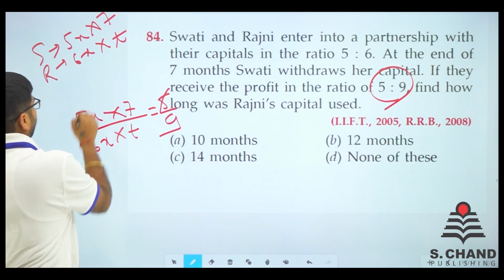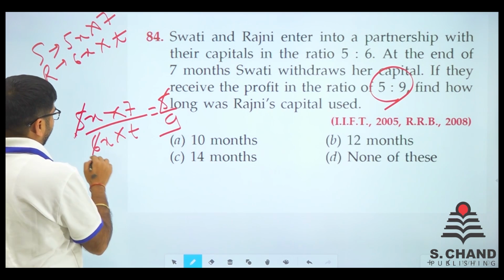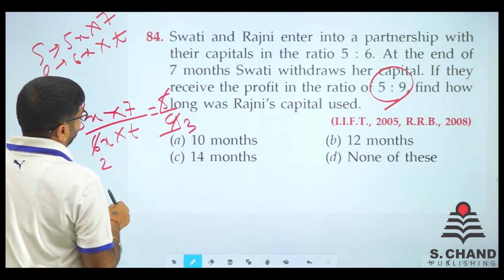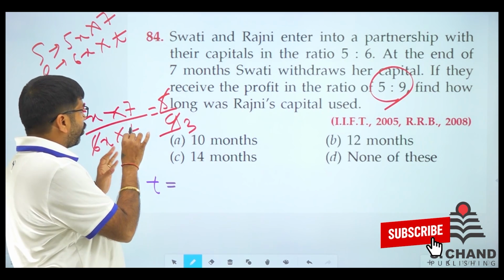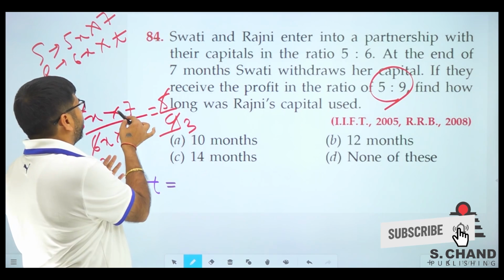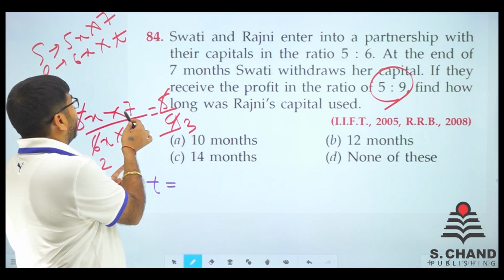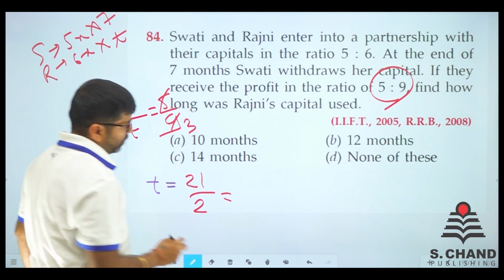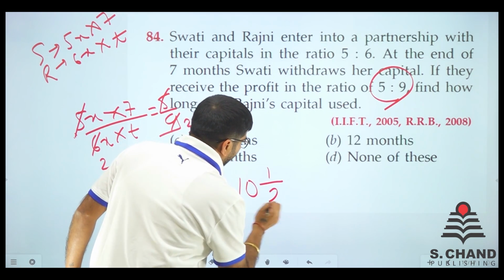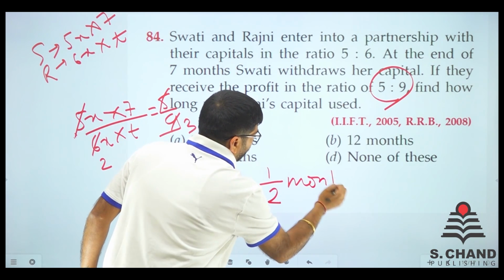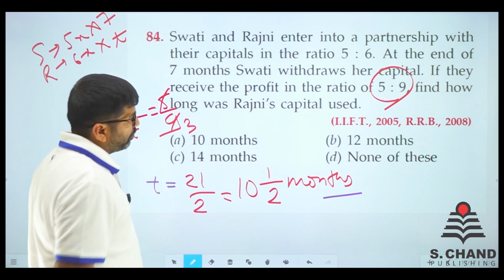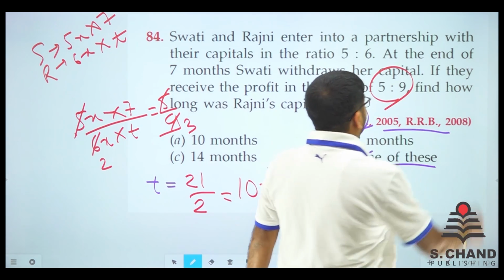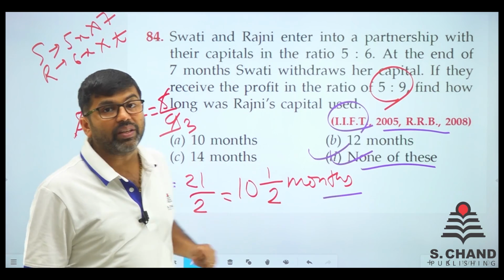So 5 gets cancelled out, and 6 is 2, 9 is 3. So what we do is 3 into 7, 21 by 2. So for time, when we cross multiply, t goes here and 3 goes here. So 3 into 7 is 21. So 21 by 2, that means it is just 10.5 months. 10.5 months, this is 10, so the answer is none. This question has come in IIFT and RRB, two times in exams.